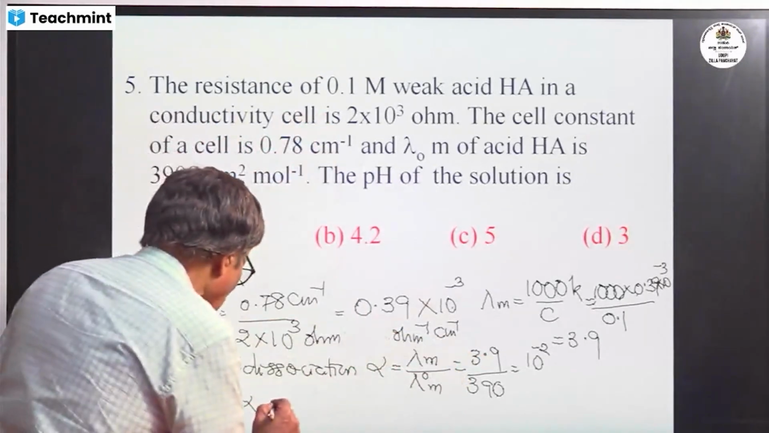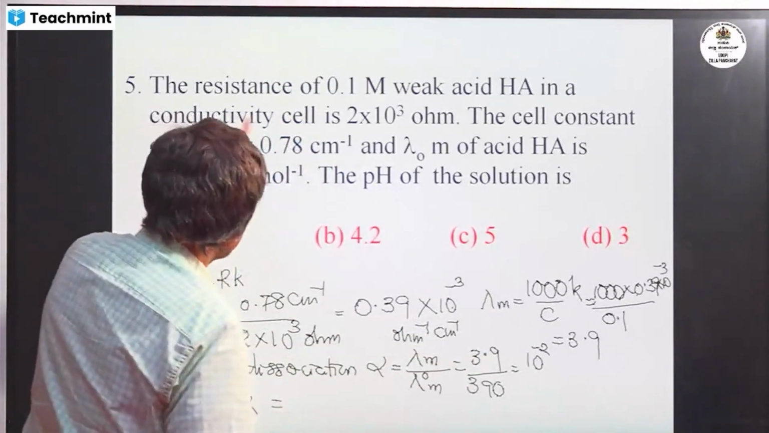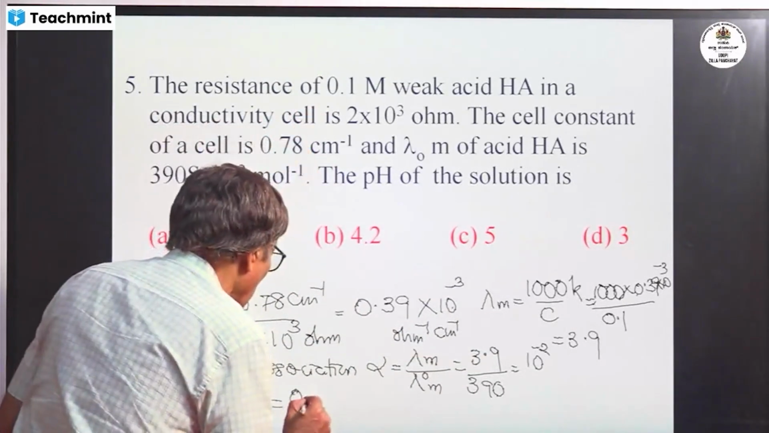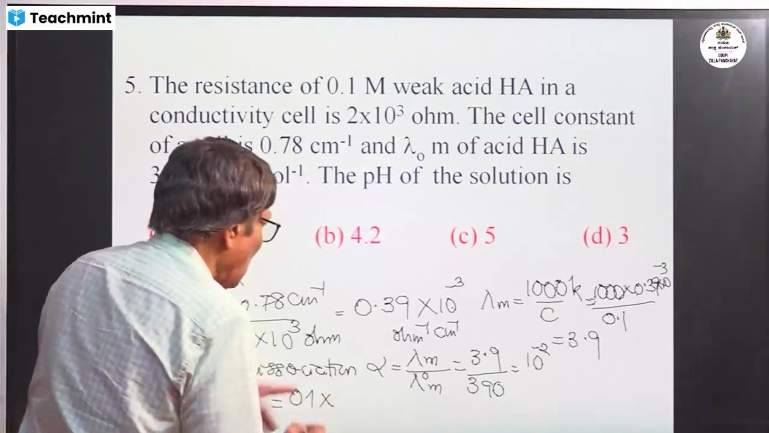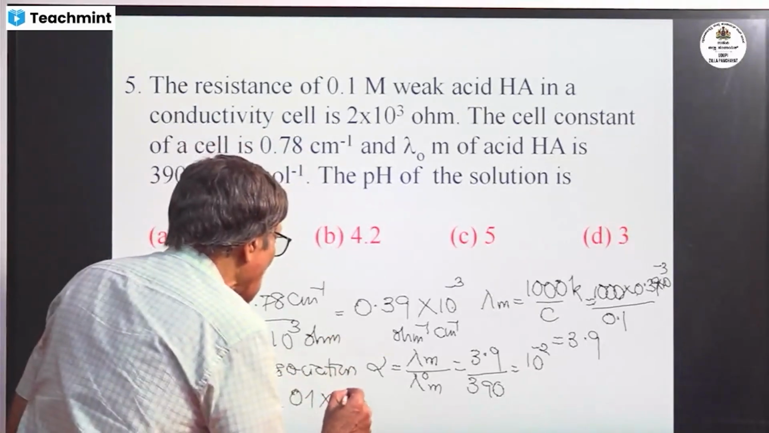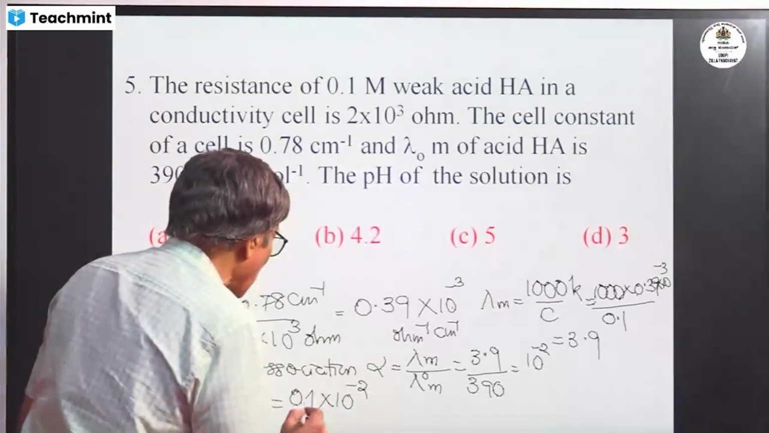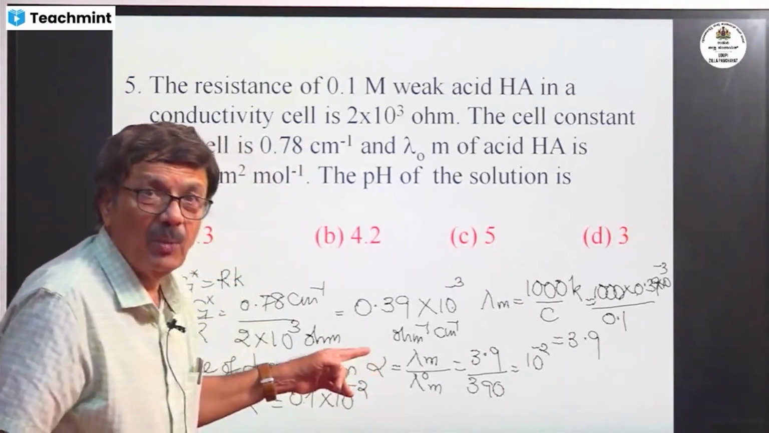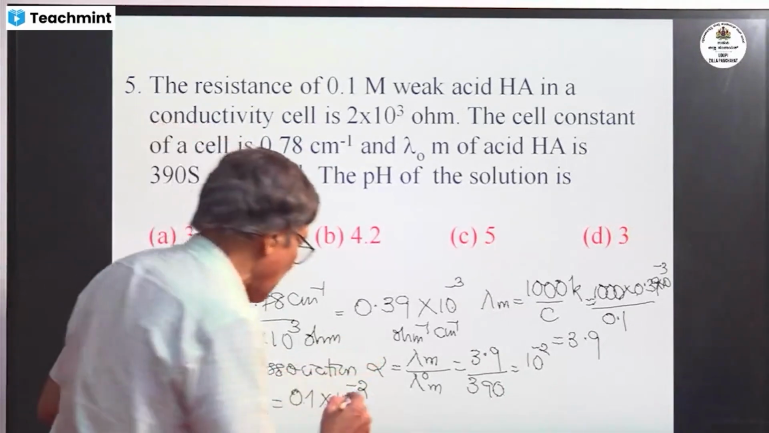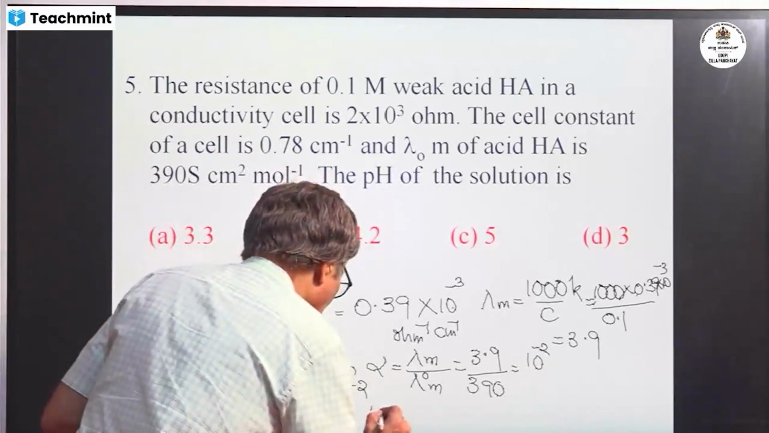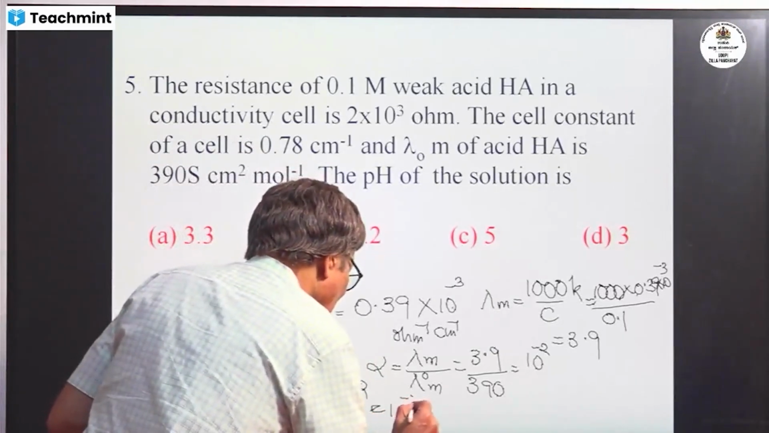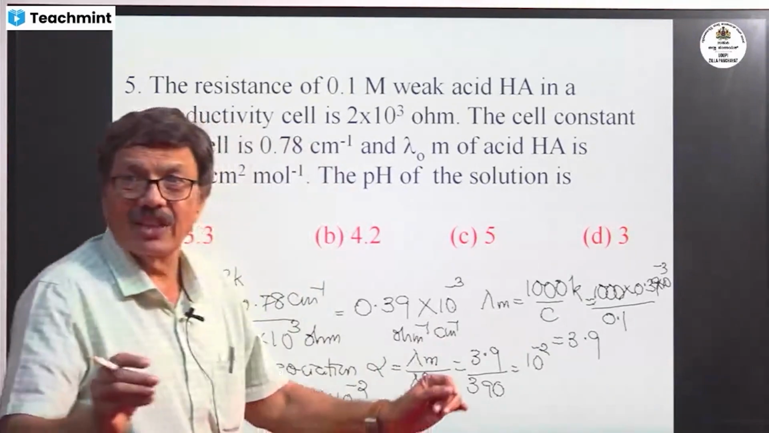So see how much it is given. Concentration of 0.1, into 10 to the power minus 2. 0.1 into 10 to the power minus 2 is 10 to the power minus 3. Okay. Last one more step remains now.